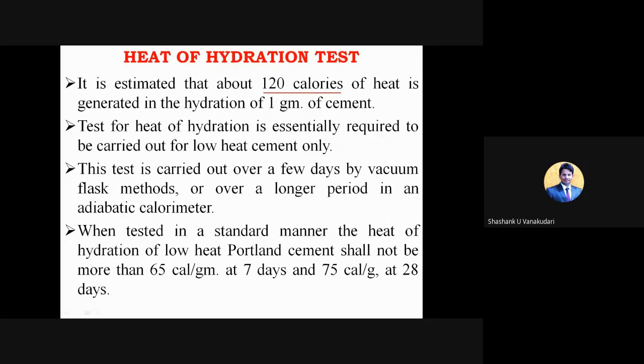For this, the test is to be carried out over a few days by the vacuum flask method, or over a longer period in an adiabatic calorimeter. These are the instruments used to measure how much heat of hydration is going to liberate. When tested in a standard manner, the heat of hydration of low heat Portland cement shall not be more than 65 calories per gram for 7 days, and after 28 days it should not be more than 75 calories per gram for the same cement paste.